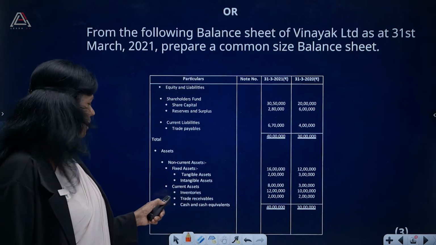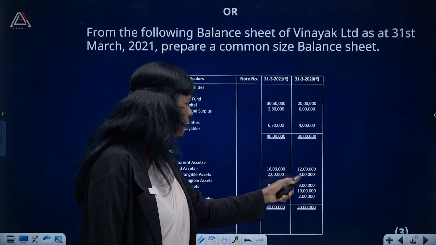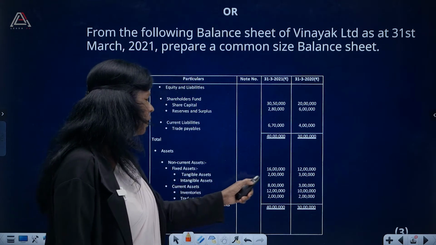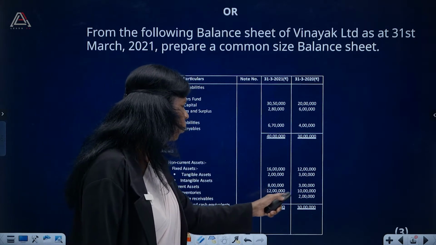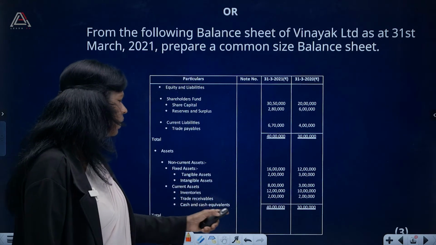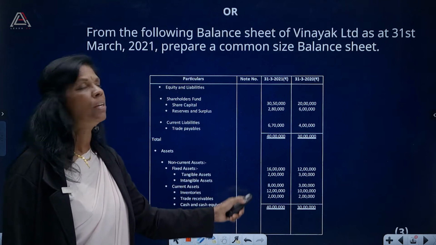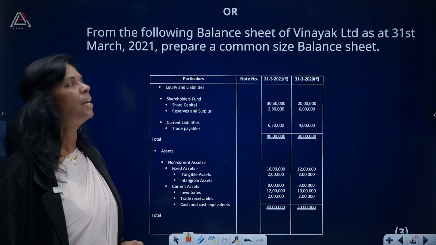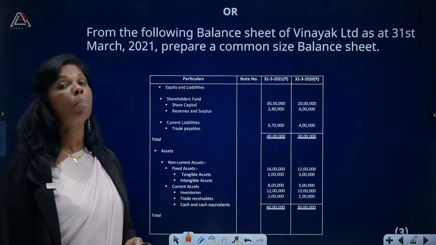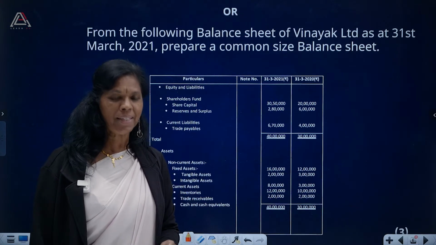Then under current asset, inventory 8 lakh, 3 lakh. Trade receivable 12 lakh, 10 lakh. Then cash and cash equivalents 2 lakh and 2 lakh. Then total, since it is a balance sheet, both liability side and asset side total, we have same balance. Then let us see how to prepare common size balance sheet. Okay, let us see.